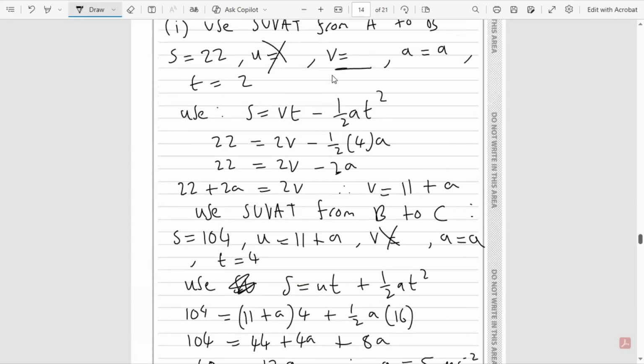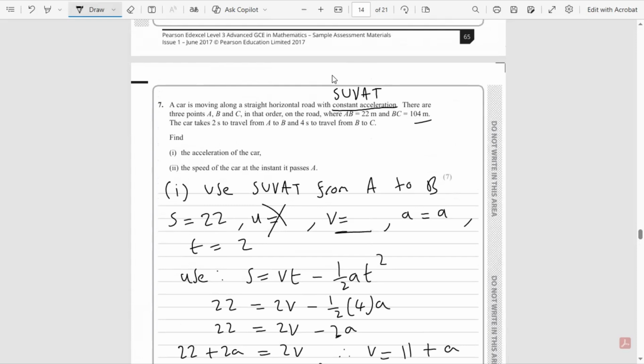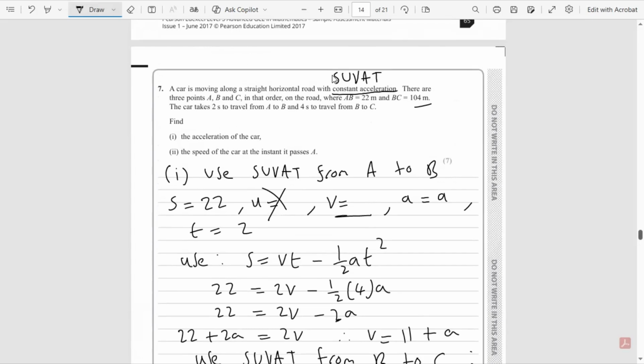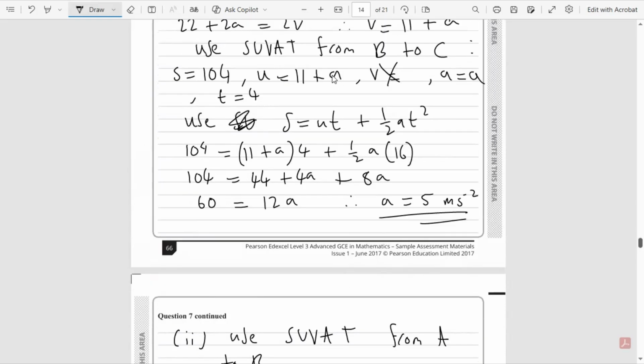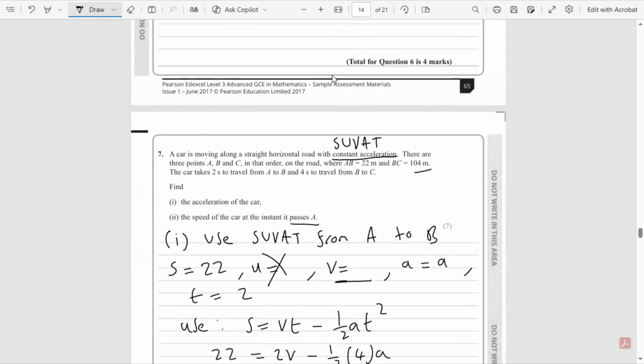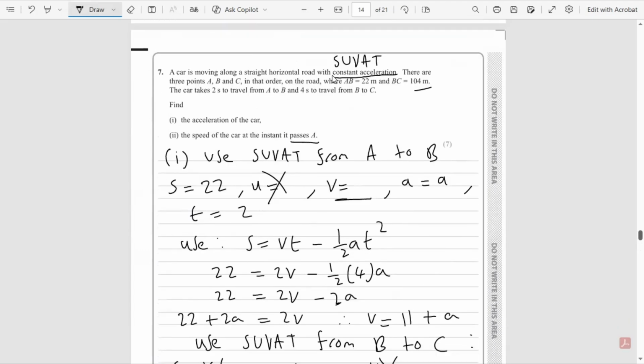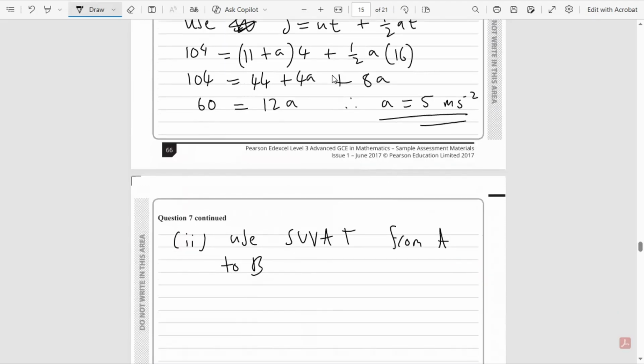Now then, let's move on to part II. So find the speed of the car at the instant it passes A. So in other words, we're trying to find the initial speed of the car. So we're going to use SUVAT from A to B because we're trying to find the initial speed. We're trying to find the speed at A. That's the initial position. So let's use SUVAT from A to B. That makes logical sense, okay?